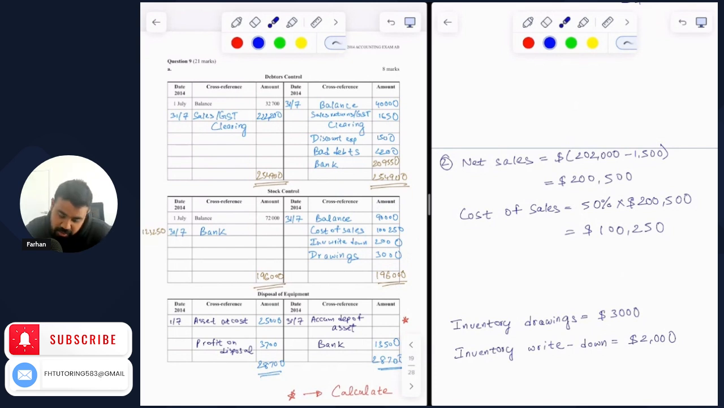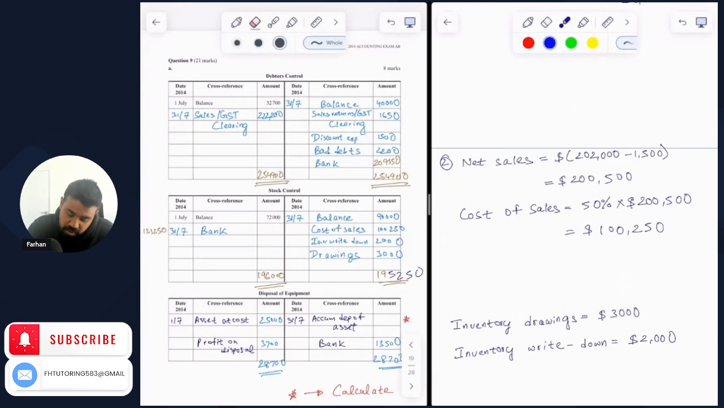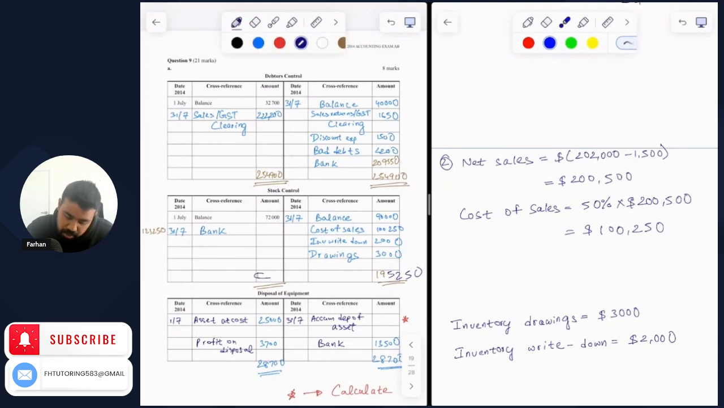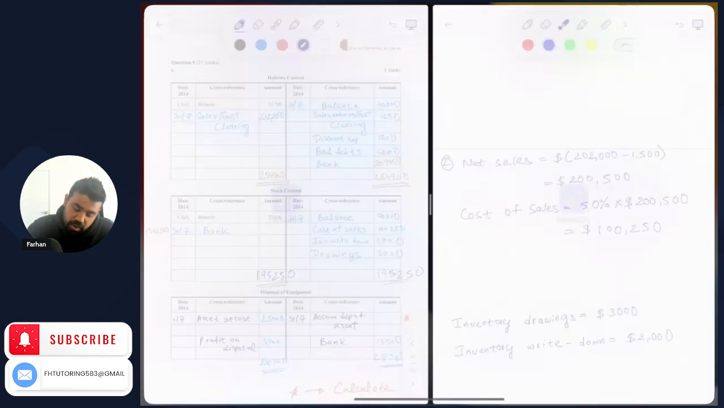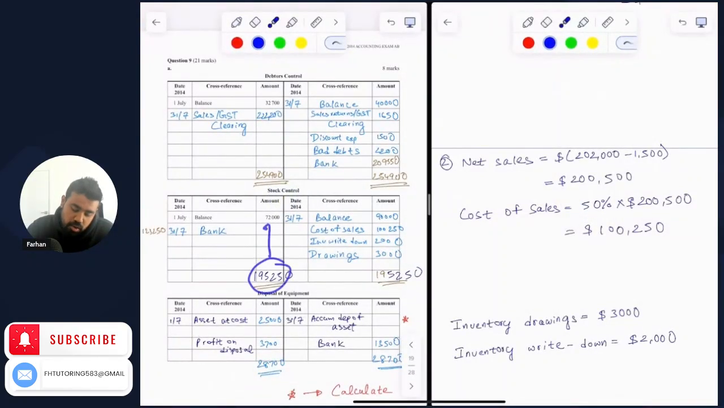Actually, that is $195,250 in total. Okay, because I remember that we have calculated the cost of goods sold based on the net sales. So this needs to be corrected. So 195,250, which should be the same on the debit side as well, based on the fundamental rules of accounting. All right. So now that we have a total of 195,250 on the debit side, we subtract the opening balance of 72,000, and you should get $123,250 as the cash purchase of inventory for the month of July.